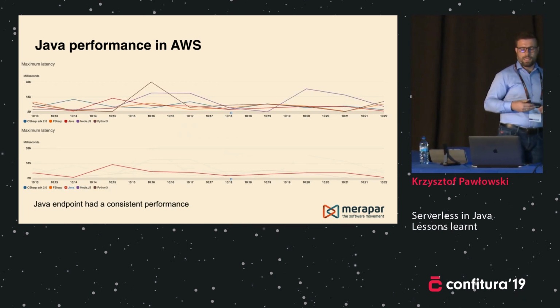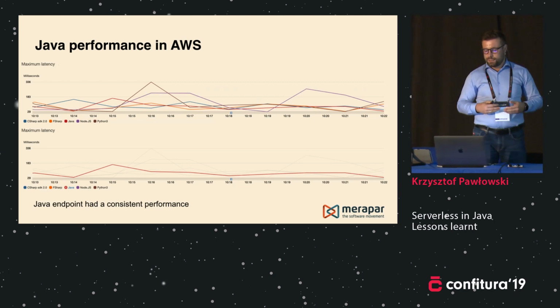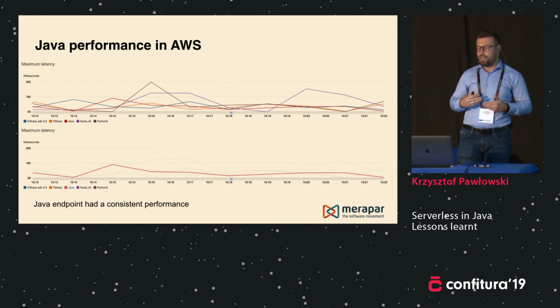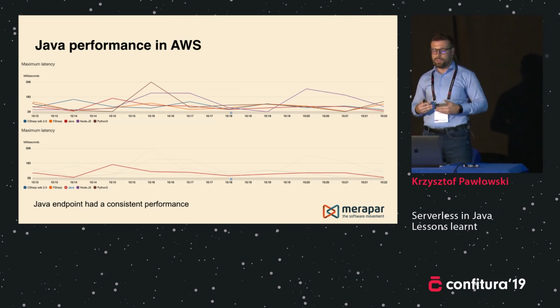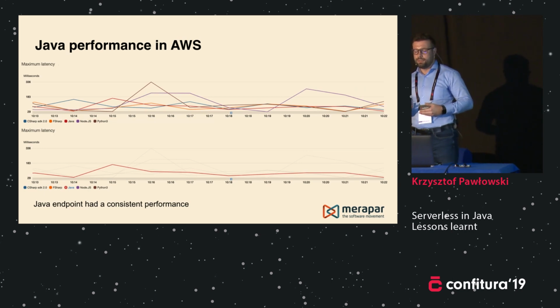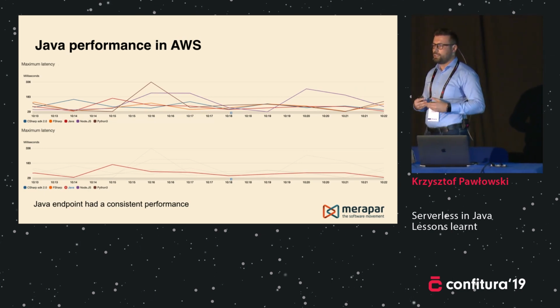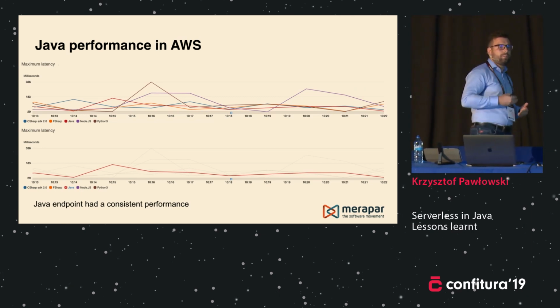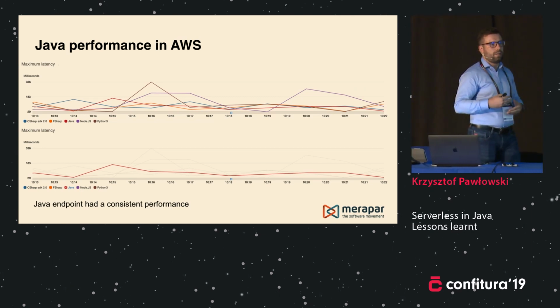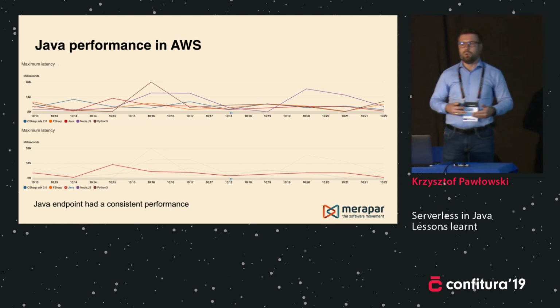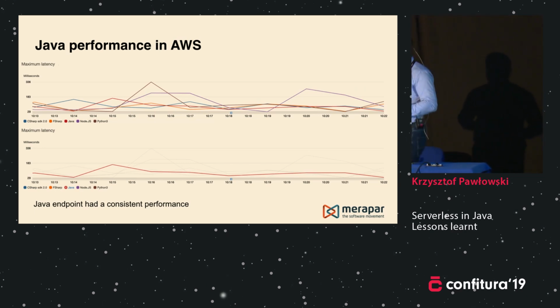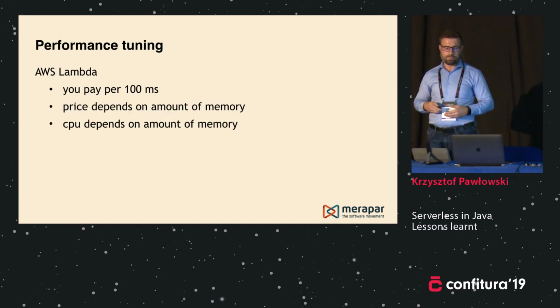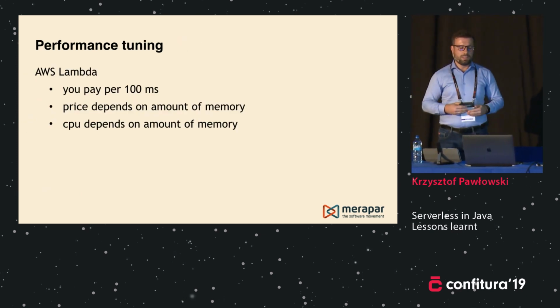And the same for the maximum latency. We can see that, again, Java endpoint has a consistent performance. The line is more or less flat, whereas for other languages, it could differ a little bit. So we can see that this integration of API gateway and Lambda function written in Java works quite good for Java language. OK, so that was the first step.